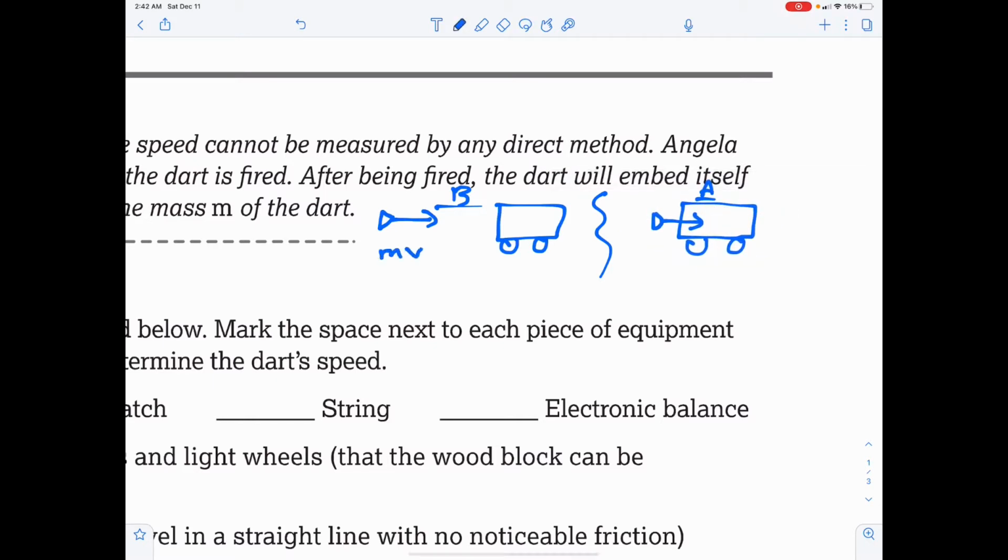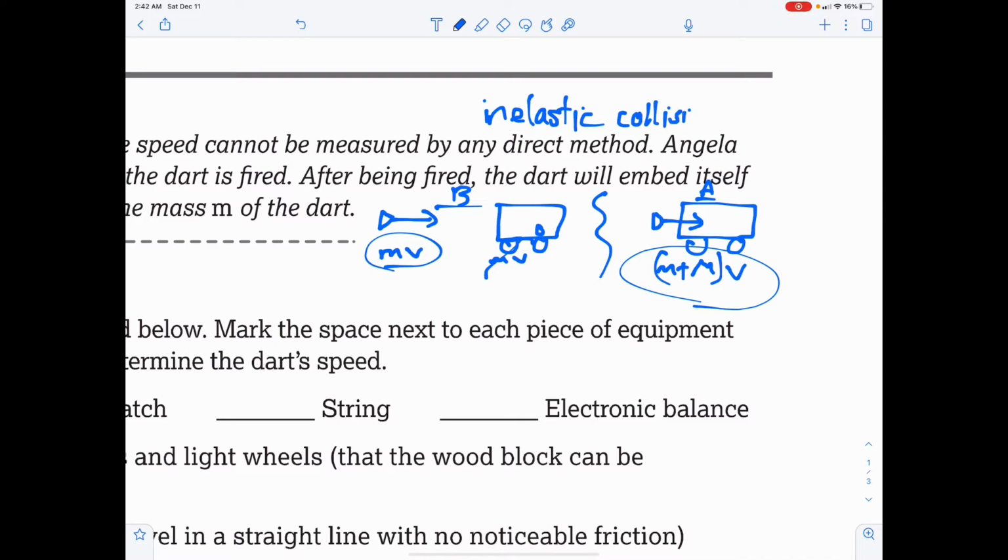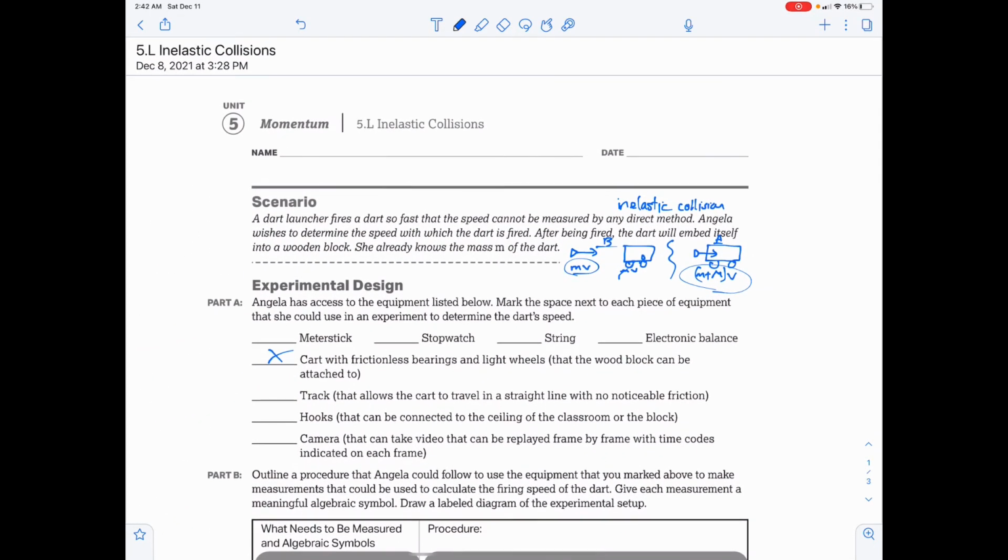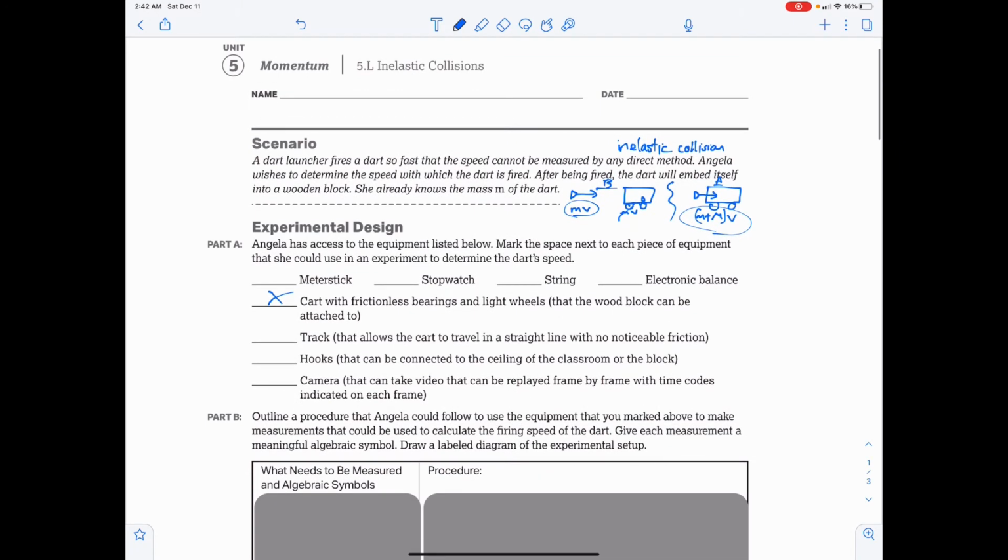Because the momentum before is 0, and this will have momentum after as well. And the momenta should be equal because this essentially is an inelastic collision. So what else could we use? Well, we could have the cart on a track. You could have access to a balance to measure the masses of the cart and the block, because you already know the mass of the dart.